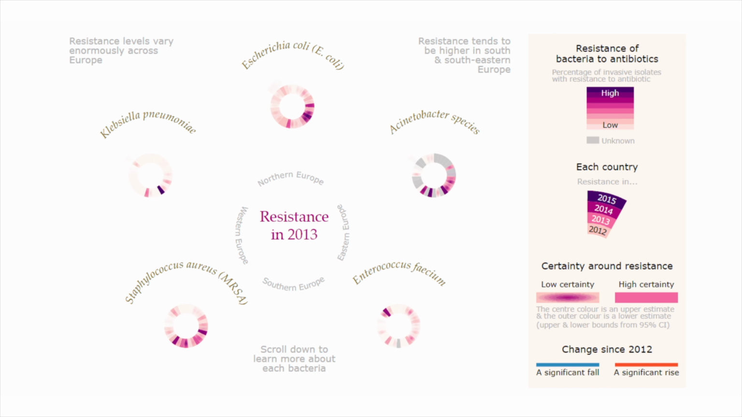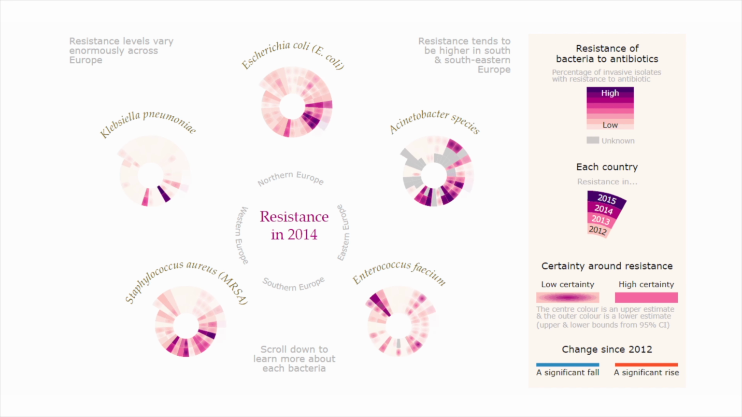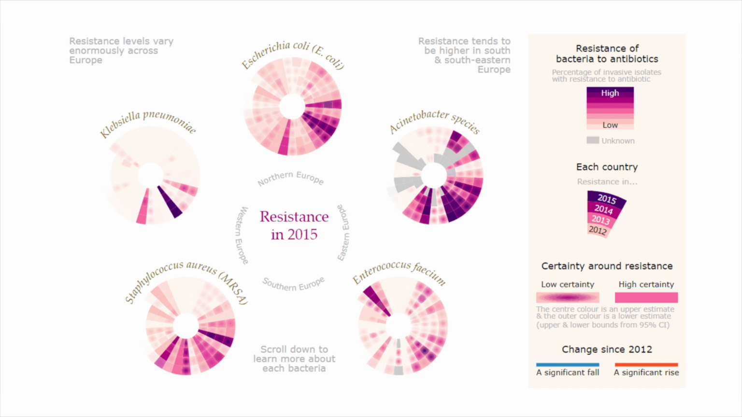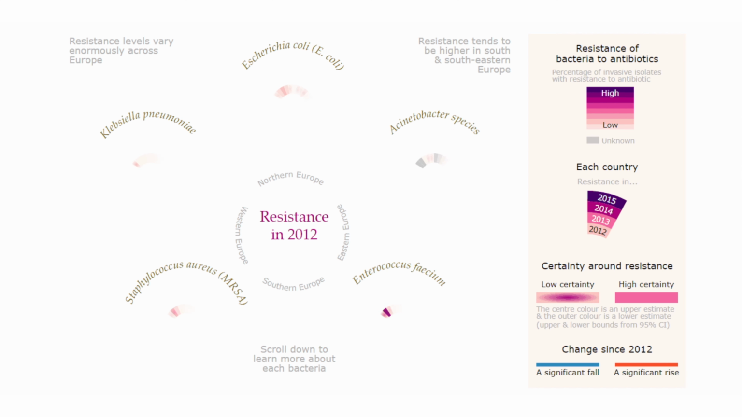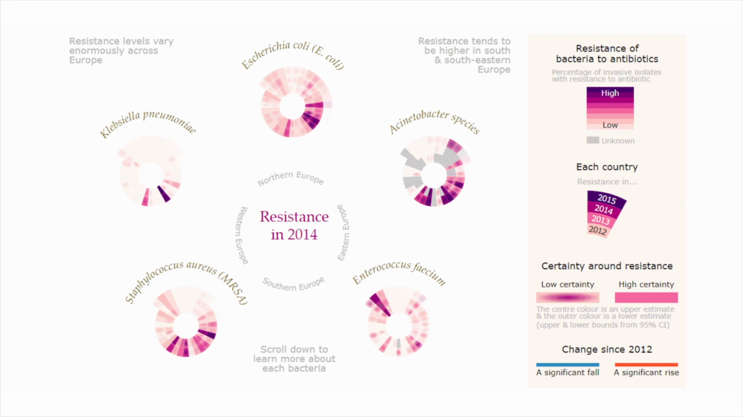So in one year, I tried showing lots of detail. Each circle here is for a different bacteria, like E. coli or MRSA. And then the pizza-like wedges that you see show resistance levels and how they vary for a particular country. The inner circle shows resistance in 2012, and then as you go out with the year, the outside circle is for 2015.